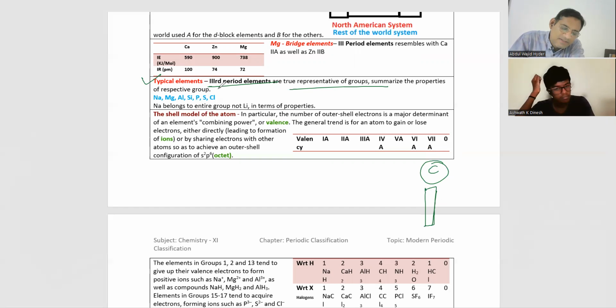That is why the first member of the group is called a representative element. Fine. Sodium, magnesium, aluminium, silicon, phosphorus, sulfur, chlorine, all these are representative members in their respective groups. Na belongs to the entire group, not lithium, in terms of properties. Fine. Now see what the next is.